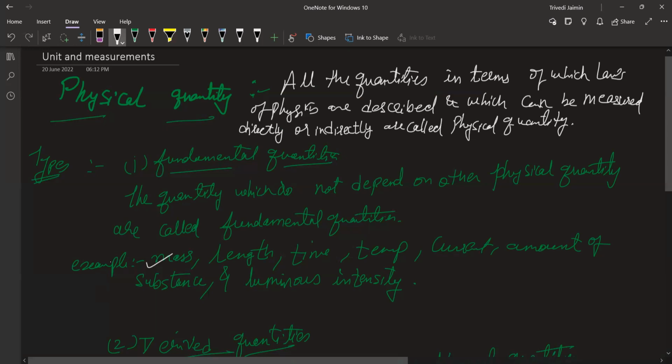Done? Yes, sir. Shall I scroll? Yes. So you understood this, physical quantity, two types? Yes, everyone. Garima? Yes, sir. Okay. Fine.